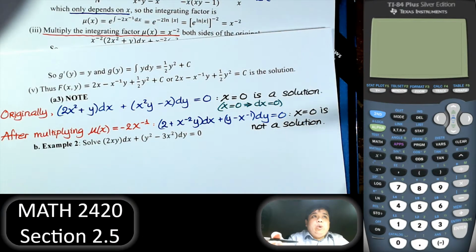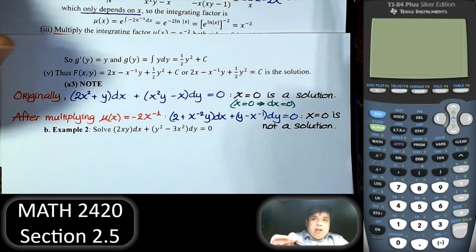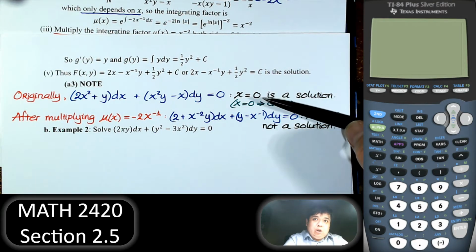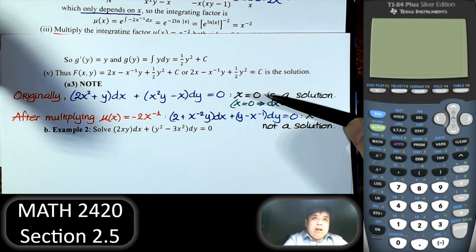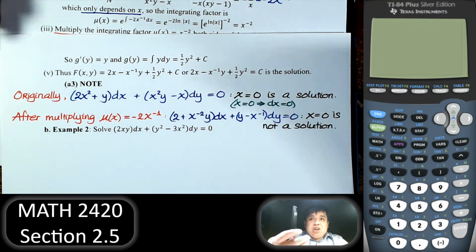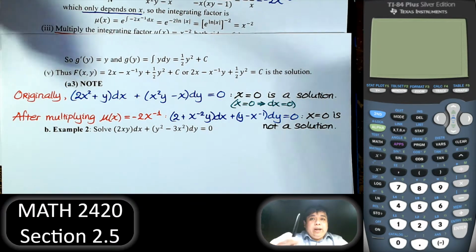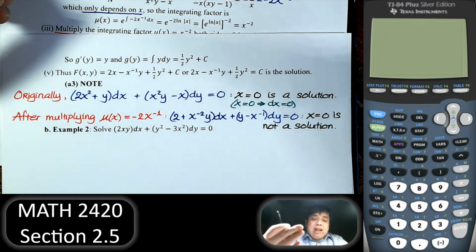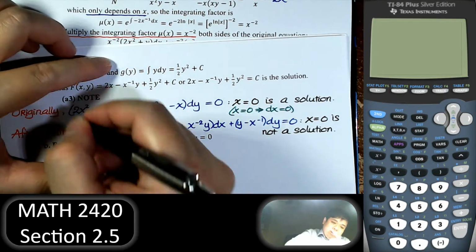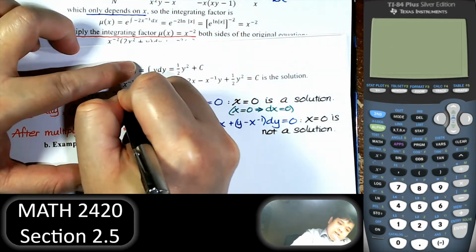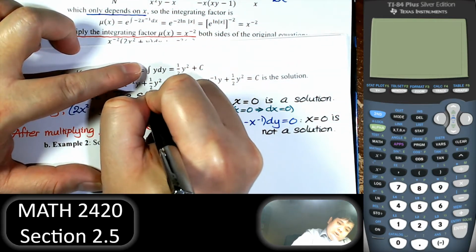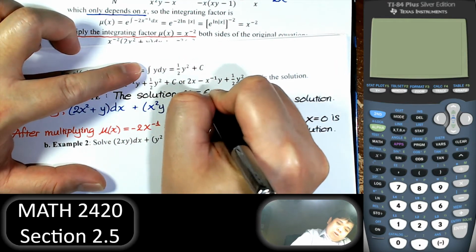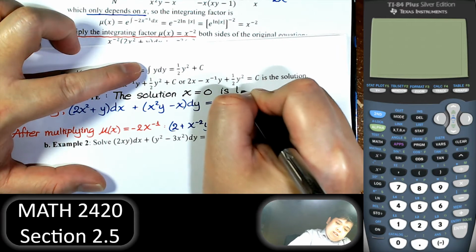So what do we conclude about this? Originally x equal to 0 is a solution. After multiplying by the integrating factor, it is not a solution anymore. So the conclusion here is we lost a solution of x equal to 0. So the note here: the solution x equal to 0 is lost.